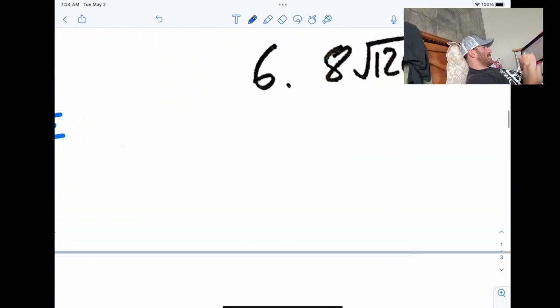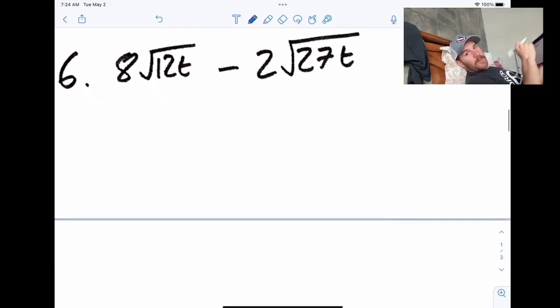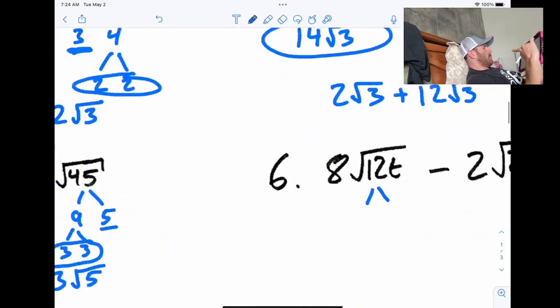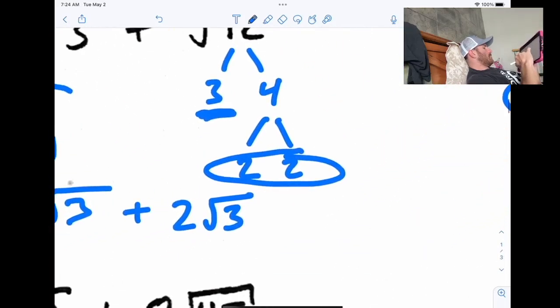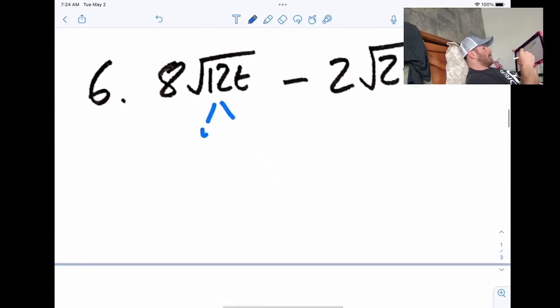All right, let's look at this last one. I'm curious what y'all's got. So here we've got 12t and 27t. Oh, all right, you know what? Let's just simplify 12t. Let's just see what it gets. Sorry, I'm in the way of the problem. All right, so 12, we already did it up here, right? Where did we do 12? 12 ended up being 2 root 3. So we can get that as well. I know that. All right, simplifies to 4 and 3, which is 2 and 2.